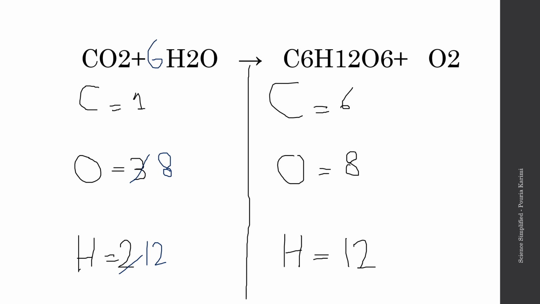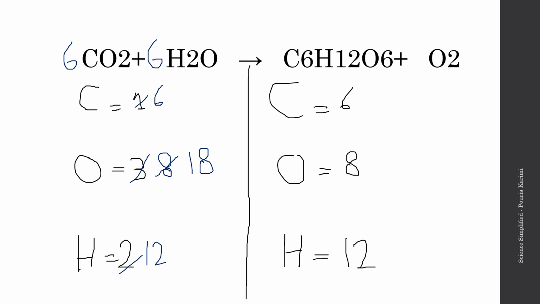Now we have our hydrogen sorted, we have our oxygen sorted, but it's our carbon that's not sorted out. It's 1 and 6. So we're going to put a 6 here. It fixes the carbon, but it also affects our oxygen. 6 times 2 is 12. 12 and 6 is 18. It changed our oxygen to 18. Now we have 18 oxygen. But it's not complete yet, right? Because it's now 8 and 18. So we have to do something here.